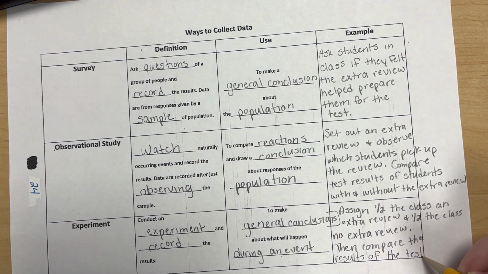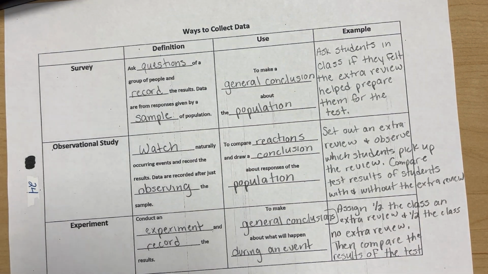So here we have basically the same idea, trying to decide if an extra review is beneficial for students to do well on a test, but 3 different ways that you can collect your data to decide or make a general conclusion about the population. And that's it. Those are the 3 ways that you can collect data.